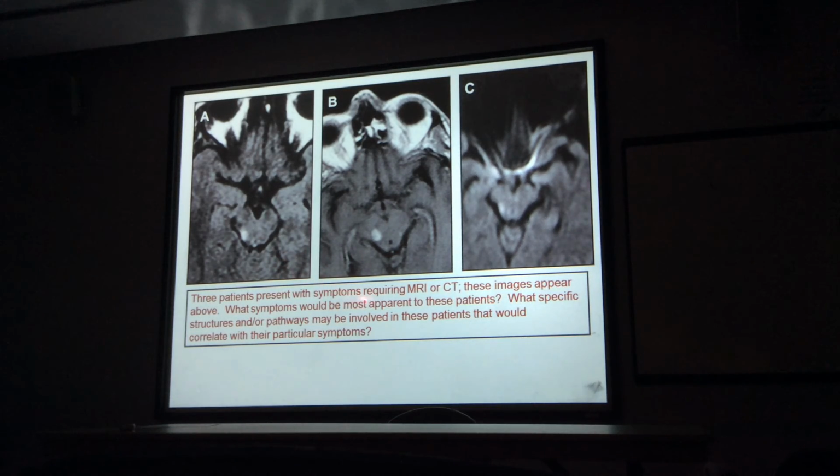So, what symptoms would be most apparent to these patients? What specific structures and or pathways may be involved in these patients that would correlate with a particular symptom? Okay, first of all, where are the lesions? Midbrain, absolutely. Midbrain here, and midbrain here. Which is the largest one? Yeah, B is pretty large. This one's slightly smaller, and that is minuscule. So what do you think the deficits are?